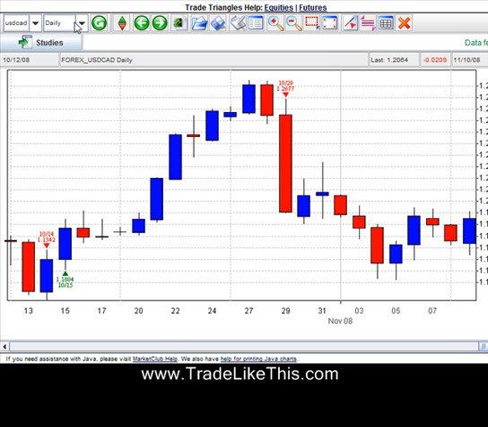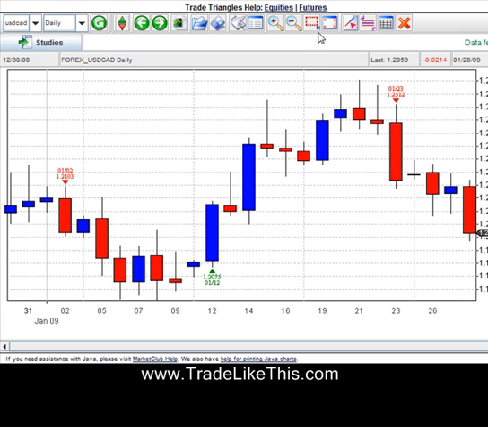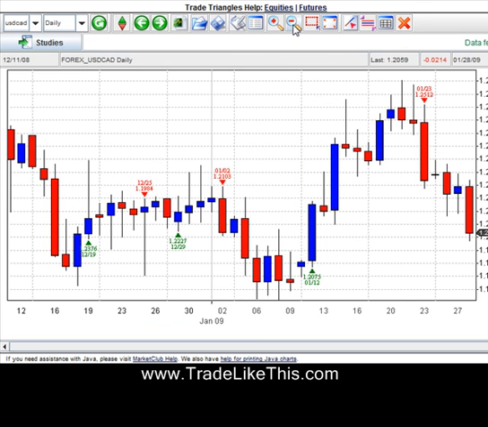So let's go back to the weekly chart a minute. The weekly chart here on the 16th of December gave you short at 121.56. And let's go to the daily chart here a minute and check this out. That was the 16th.